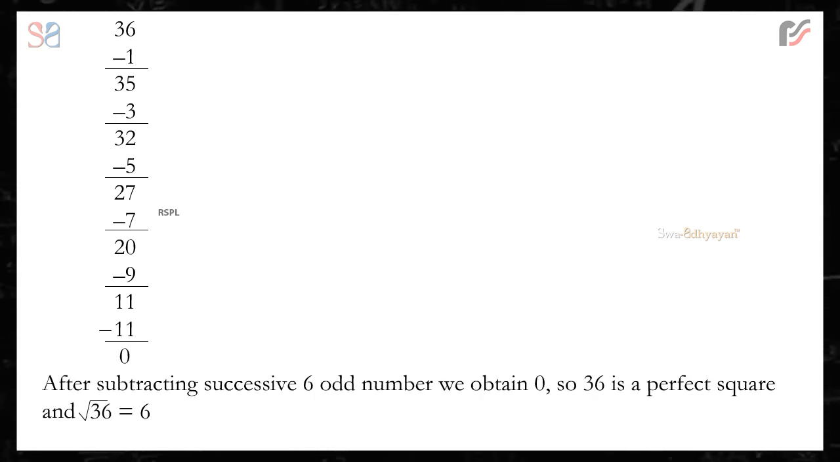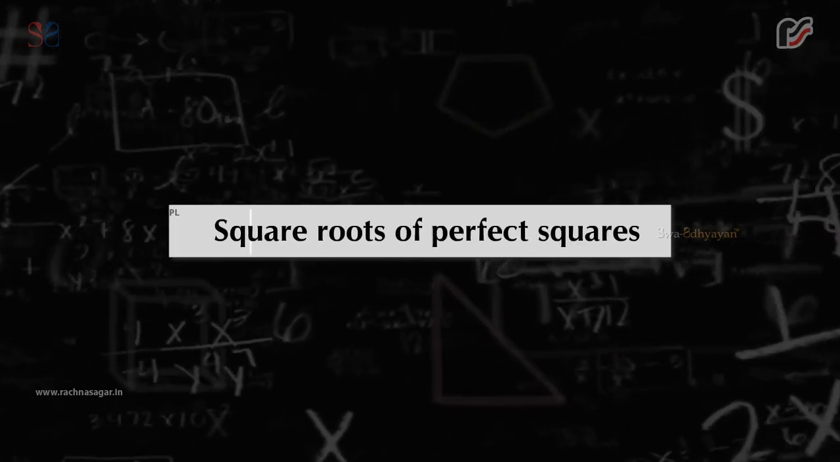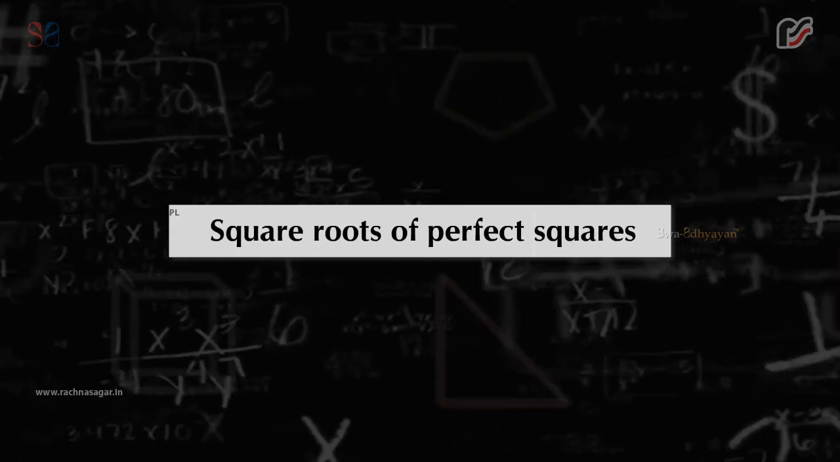After subtracting successive 6 odd numbers, we obtain 0. So, 36 is a perfect square and square root of 36 is equal to 6. Square roots of perfect squares.